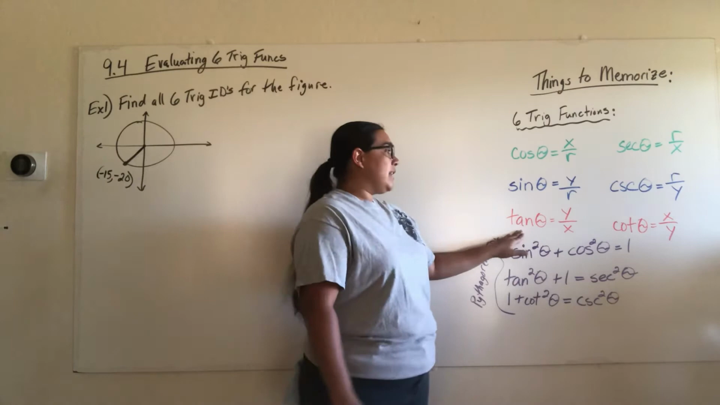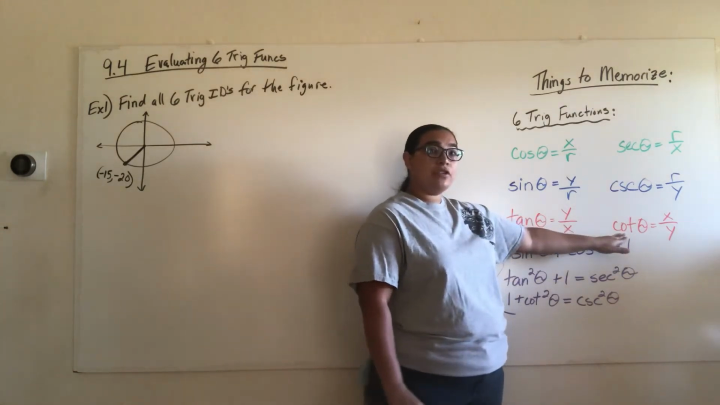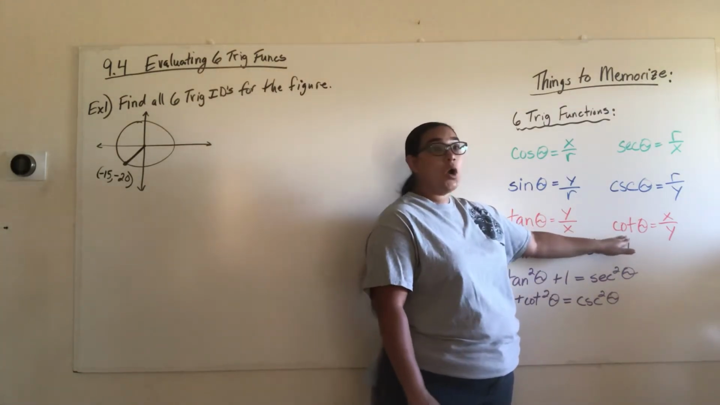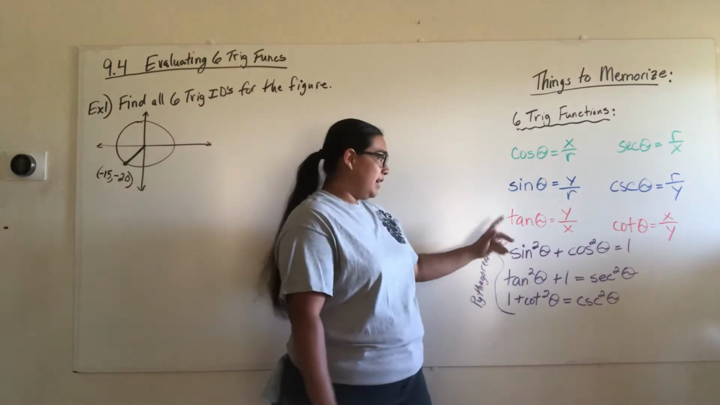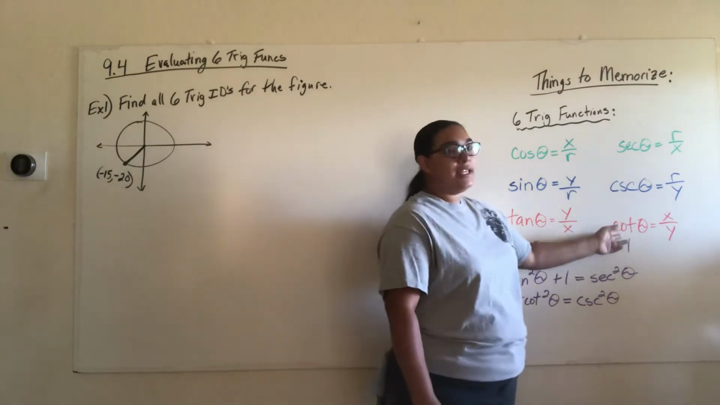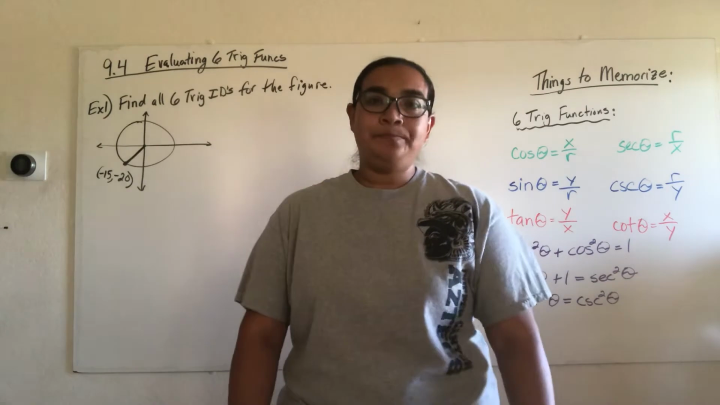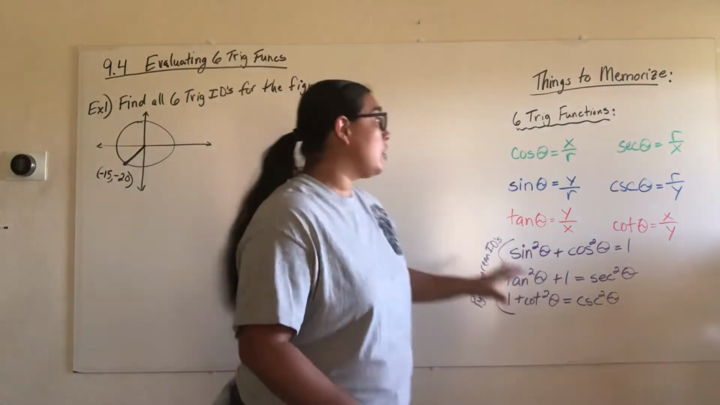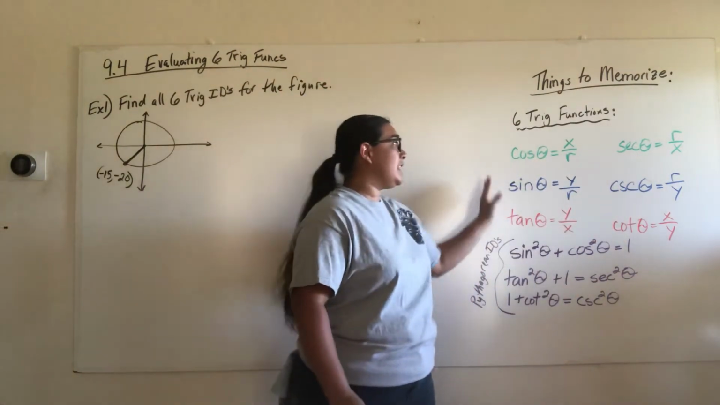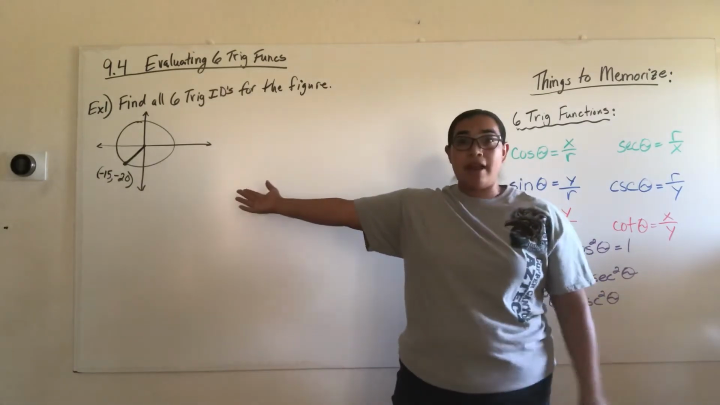And then tangent's not that hard. You can see that it has an inverse function here. It's cotangent. I just say think about the t. This has a t in it, this has a t in it. You can't really mix those two up. All right, so let's go ahead and take a look. Our goal today is to find all 6 of these given just this diagram, okay?